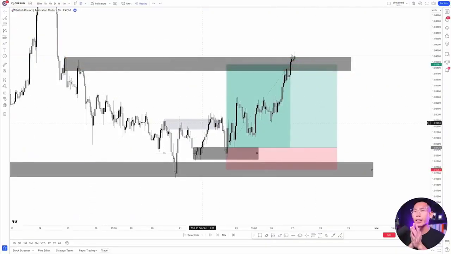Very, very simple. And the thing about this strategy is that it seems quite simple, but the hard part is waiting for that high probability trade setup, waiting for that market shift to occur, waiting for price to get back to the flip zone after the market shift occur. That is the difficult part. It's all about patience. Patience is the name of the game.